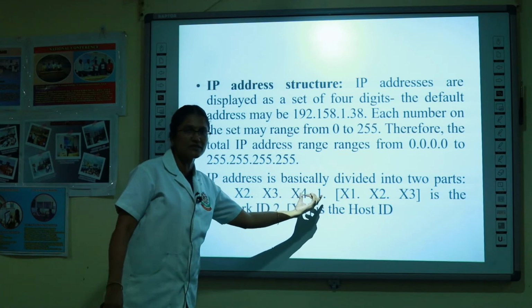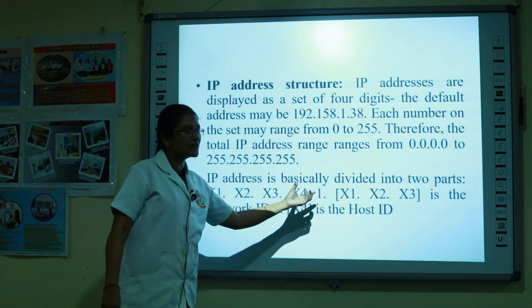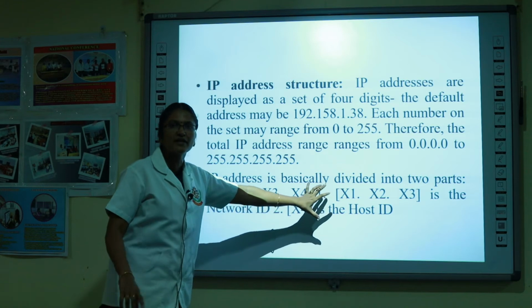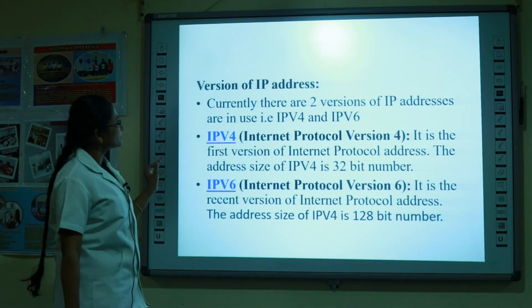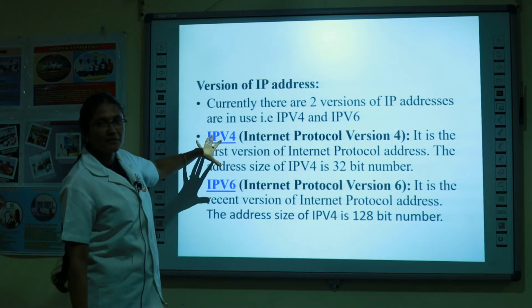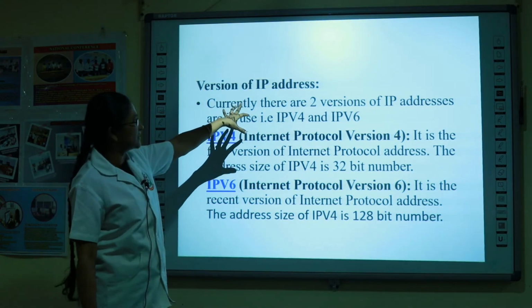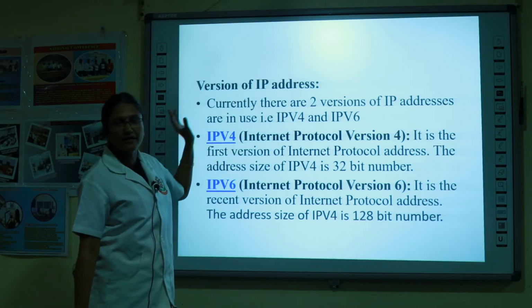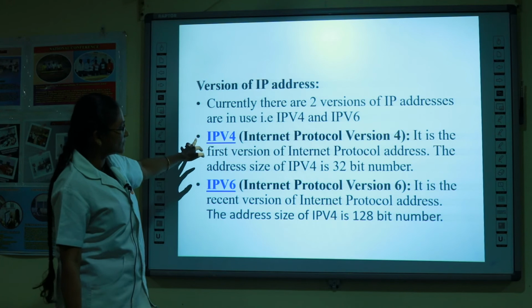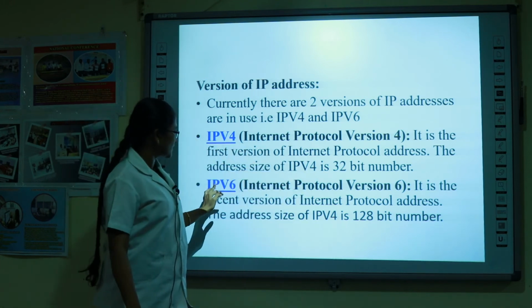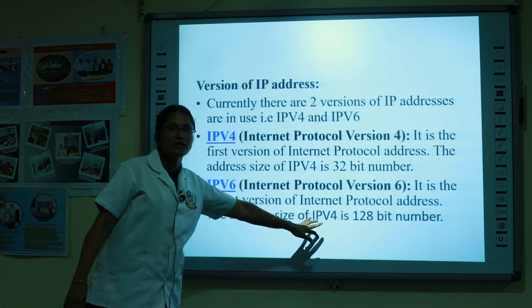The first 3 portions are allocated for the network portion. So, a class C address means a total of 24 bits is allocated for the network portion. There are 2 versions of IP address. The IP address is nothing but internet protocol. It consists of 2 versions, version 4 and version 6. Version 4 has 32 bit addressing, and IP version 6 has 128 bit addressing.